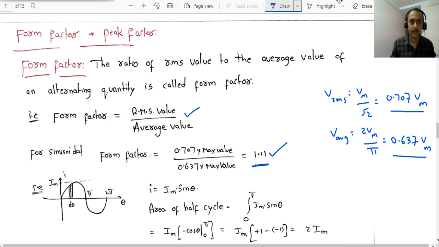Form factor for sinusoidal is RMS value by average value. RMS value derivation we have seen: VRMS is Vm by root 2. Average value, we have seen the derivation: 2 times Vm divided by pi. Just simply substitute. You will get the form factor as 1.11. Right?